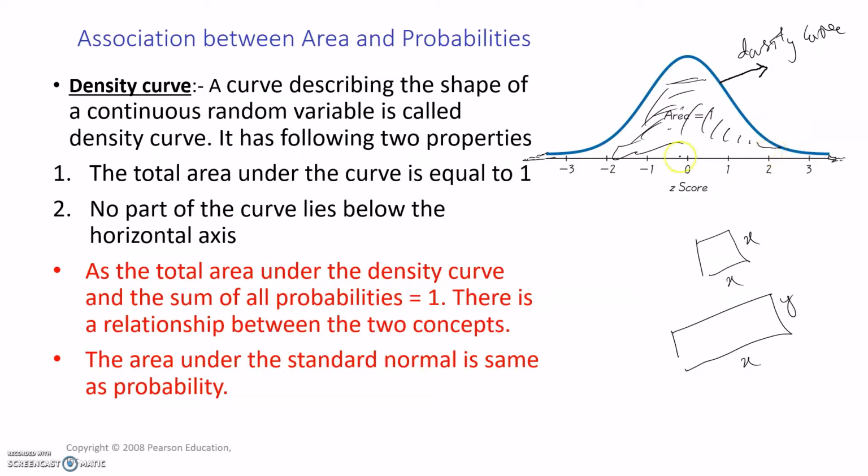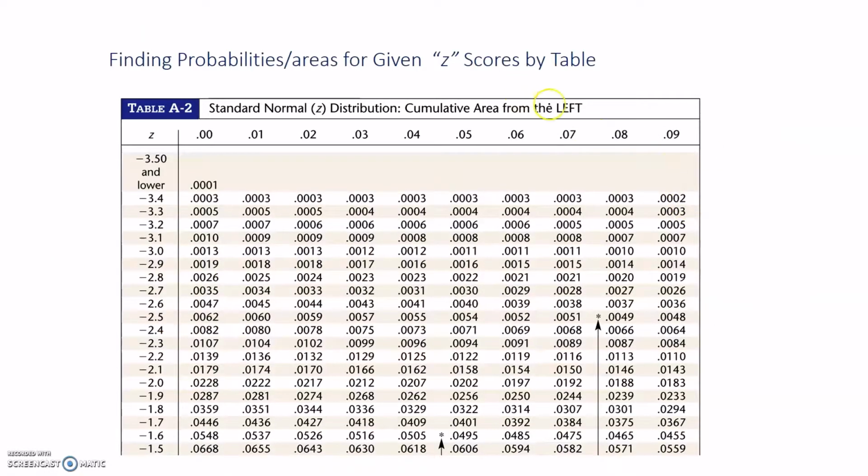And honestly speaking, you require a knowledge of calculus to find this area. But I'm not going to teach you how to do this. All these areas are provided to us in a table, and that's the table which I'm going to show you now. This is the table I'm talking about. Sometimes people call it the A2 table, the table A2, which gives the area of a standard normal curve.